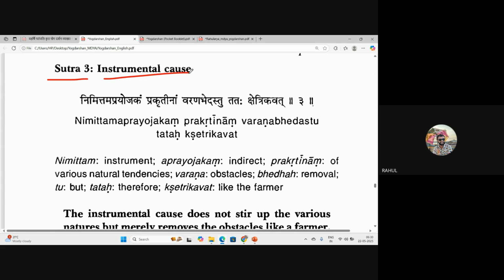The same thing here. Here, nimittam. Nimittam means, as previously we discussed, janma, aushadhi, mantra, tapas, samadhi. Those are the nimitta, the coach, or any other techniques, instruments you can understand here. They are just translating it as instrument, but if you understand nimitta as coach, it will be good. Because of that, we are getting those powers.